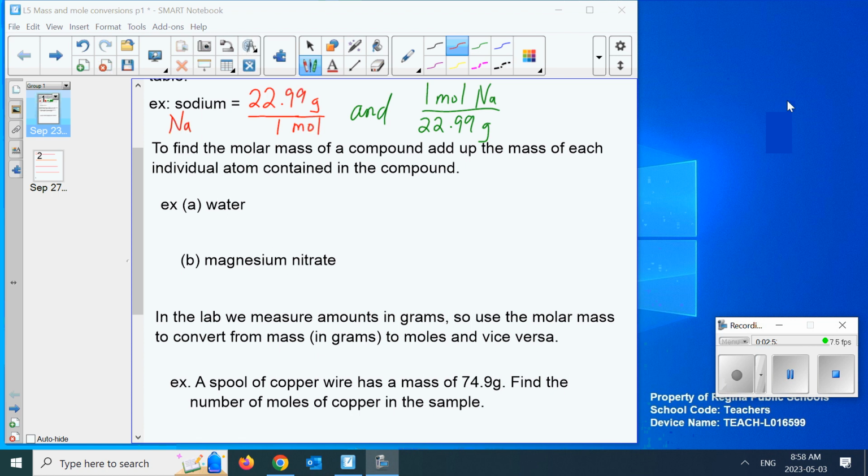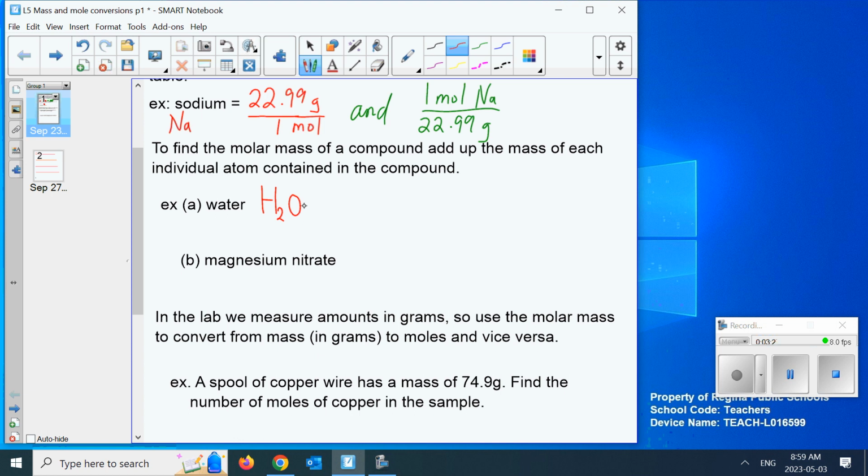So if we have the sample of 18 mL of water in front of us, let's find the molar mass of a compound: add up the mass of each individual atom in the compound. How did I know that 18 grams of water is a mole of particles? You have to know formulas. And I think we know the formula for water. H2O.